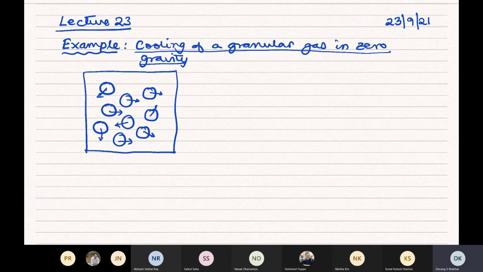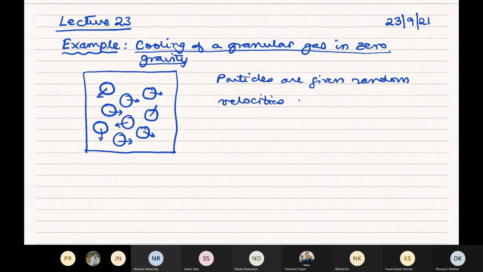So what we want to say is particles are given random velocities at time t equal to 0, taking care that u is equal to 0. So the mean velocity is 0. Since this is a box, they can't go anywhere, so there's no mean velocity. But because they have some energy associated with these velocities, even though the mean velocity is 0, the temperature is not 0. The granular temperature is some value T0. This is the initial temperature.